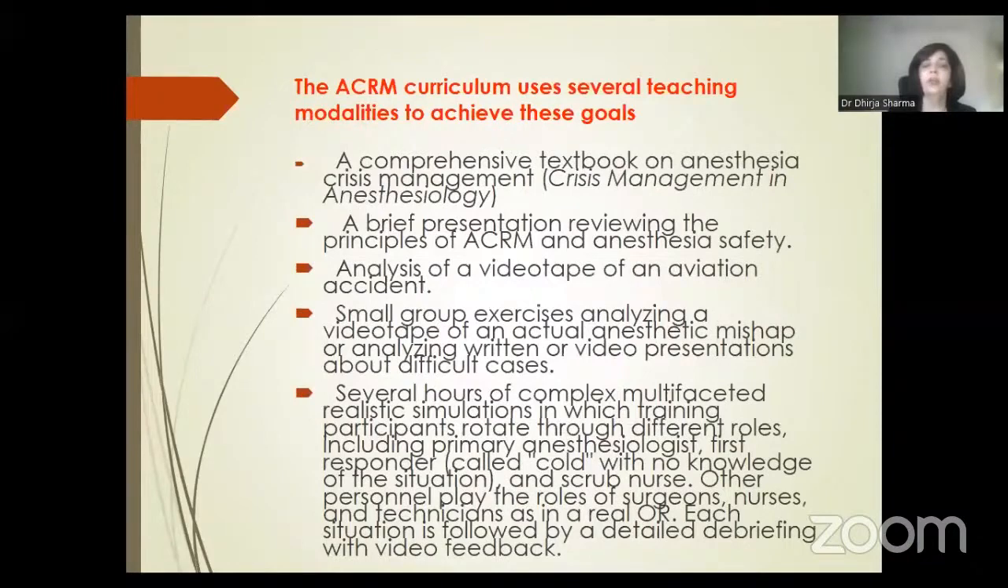In this curriculum, there is a comprehensive textbook on anesthesia crisis management, which is actually used, and small group exercises and analysis of videotapes of actual anesthetic mishaps are part of this training. Several hours of complex, multifaceted, realistic simulation are done.